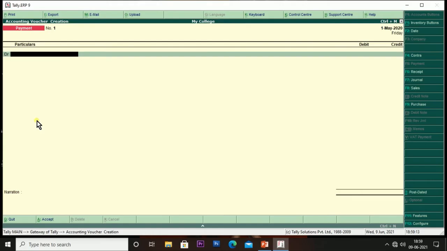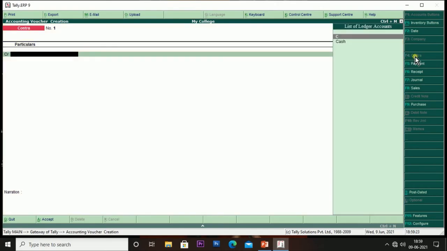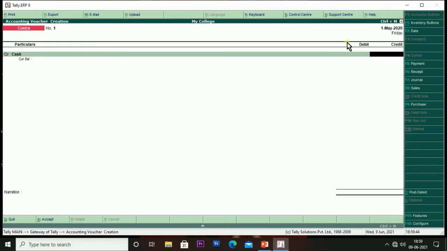Now the contra voucher. We can activate the contra voucher by pressing F4, this button, or by pressing F4 from the keyboard. When I press F4, first it shows the credit side. On the credit side, I can take cash, or we have created a shortcut C, which also gives cash. Now, credit to cash account. But the cash is not there.